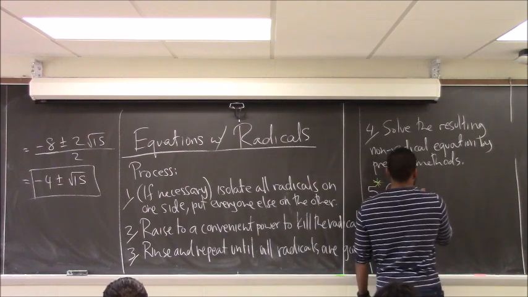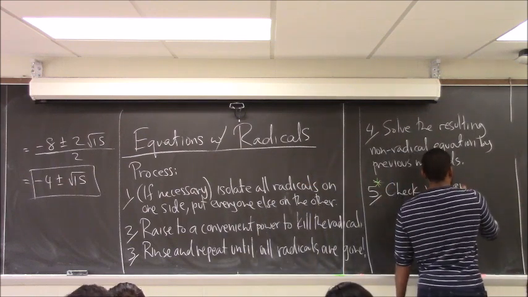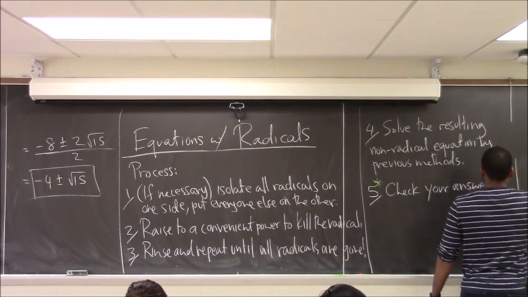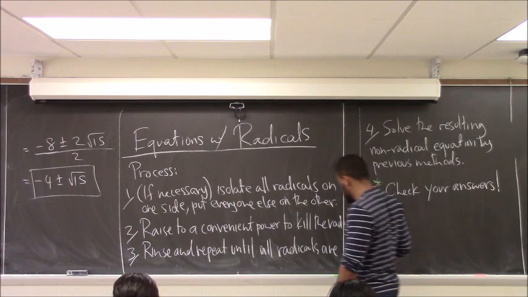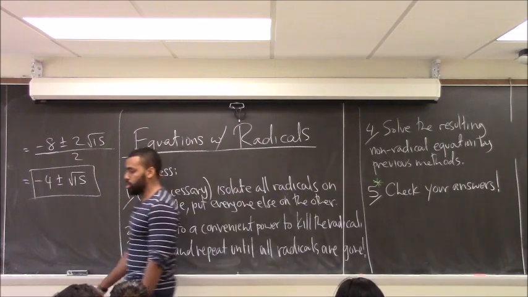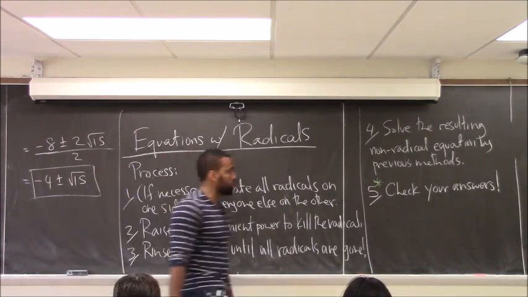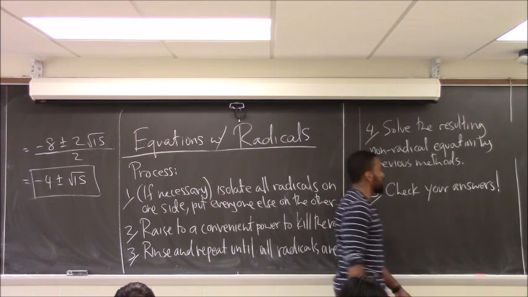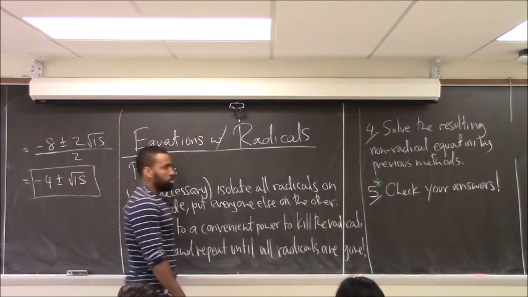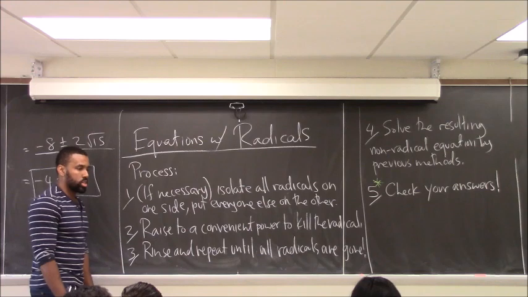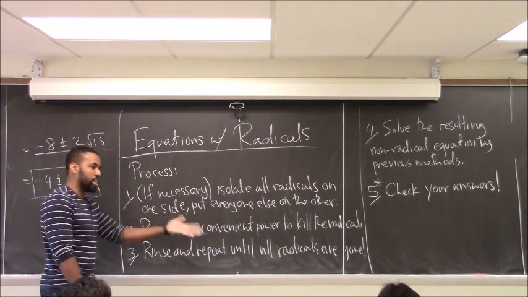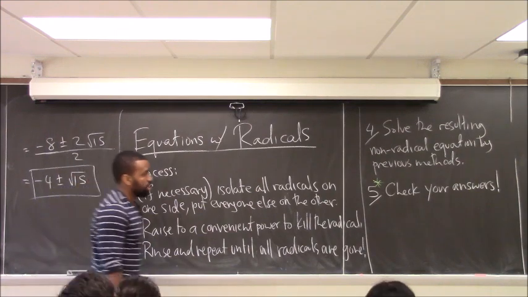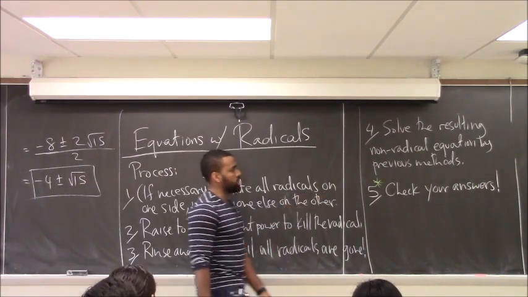Check your answers. The act of exponentiating can introduce fake solutions. We call these extraneous solutions. That's because of how certain powers work. If I were to square both sides, it will turn negatives into positives, and sometimes that act creates something that shouldn't be. So you do want to make sure that you check all your answers.